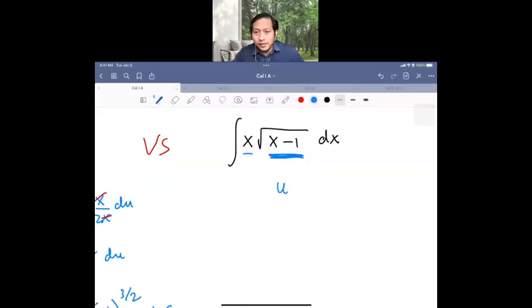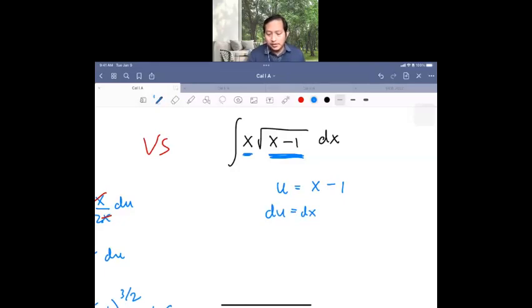It can be x plus 1, it can be any function inside the square root, but usually it has the same degree as x. So whenever you find this kind of example or equation, you can start by taking this as u. And of course, if you differentiate, du is just dx.